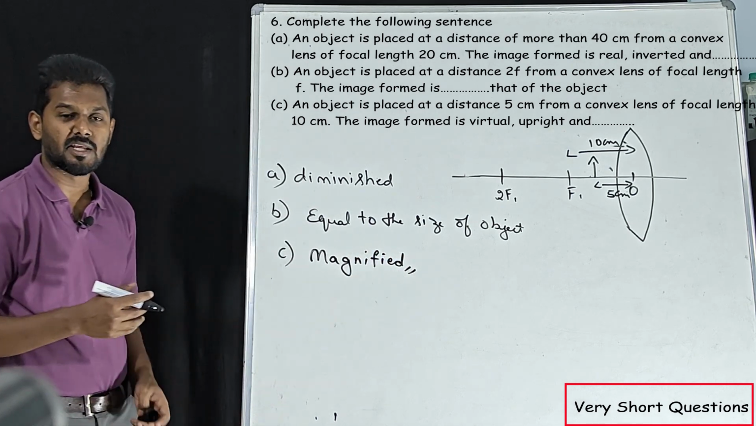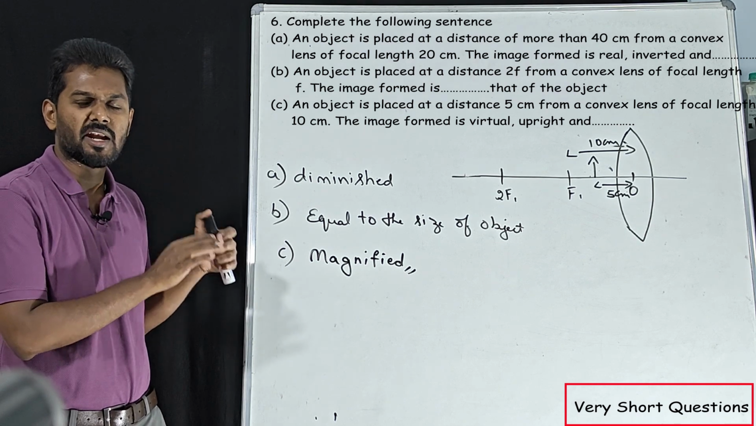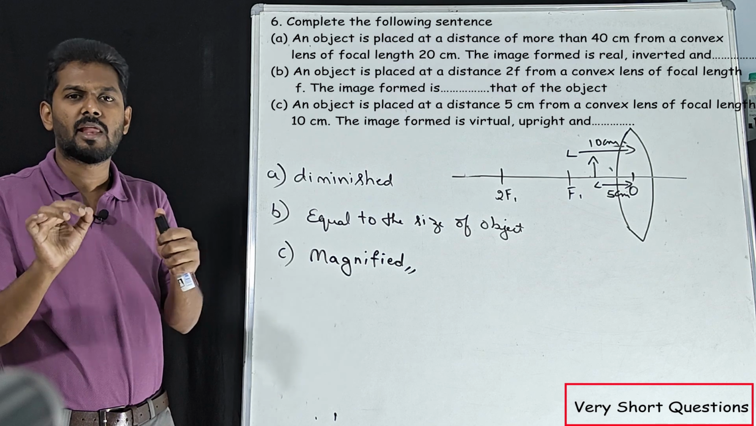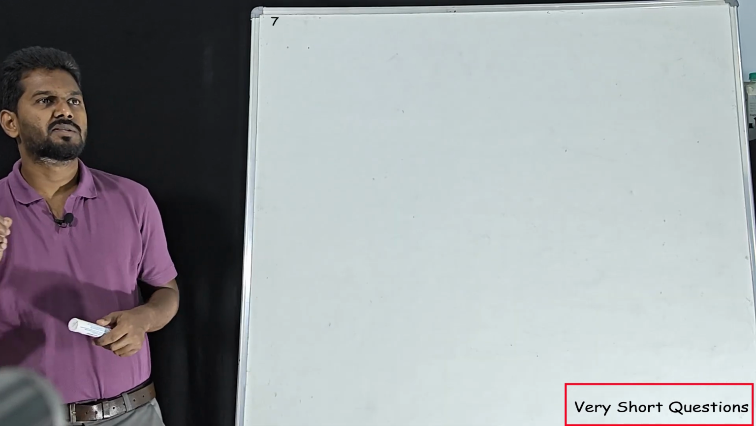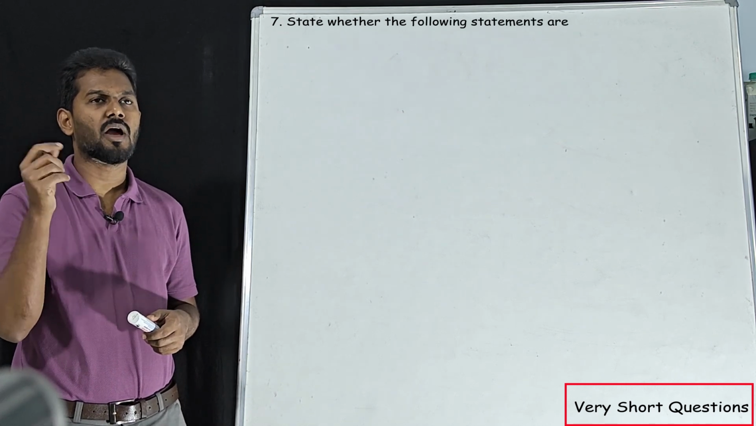So all these things are based on ray diagrams only. If you understand the ray diagrams properly, then these kinds of small things will definitely help you to solve these kinds of questions. Our next question: state whether the following statements are true or false by writing T or F against them.